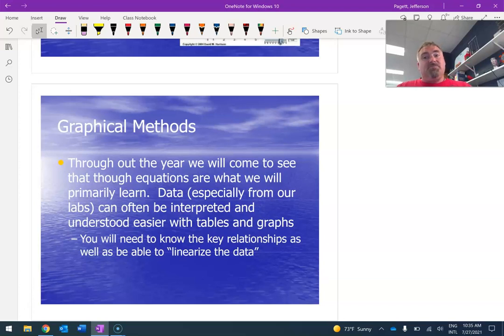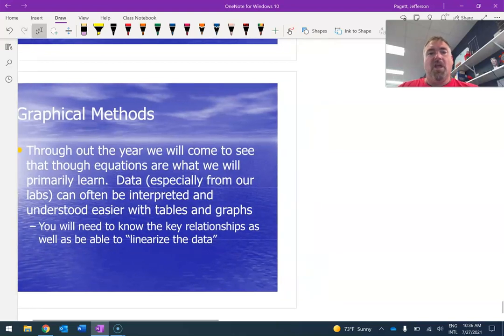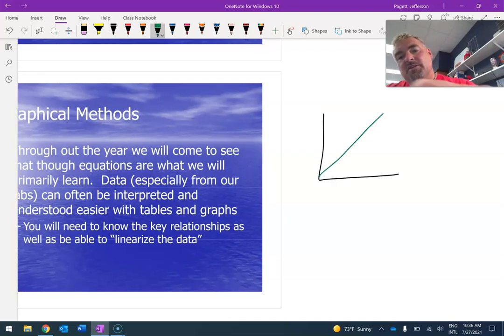But data, especially the data we get from our laboratory activities, can often be interpreted, and you can extrapolate from that data and see the trend it is showing from tables and graphs. You're going to have to remember the key relationships, as well as being able to do something called linearizing the data. So what I mean by that is that if you have a graph that looks like this, you know that that is a direct relationship.